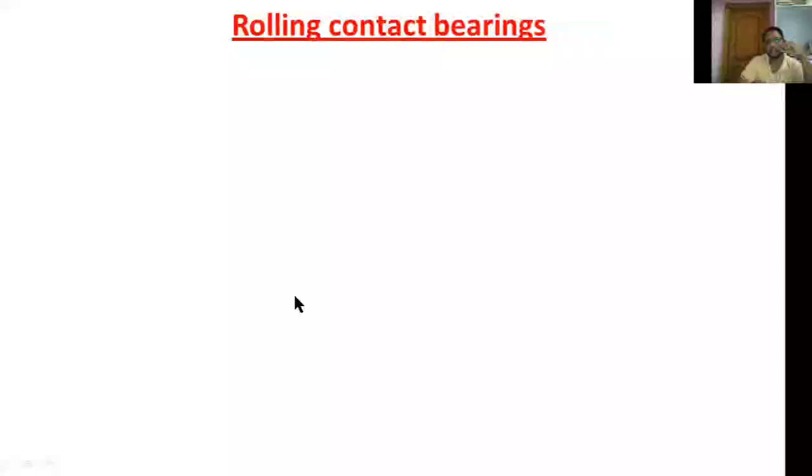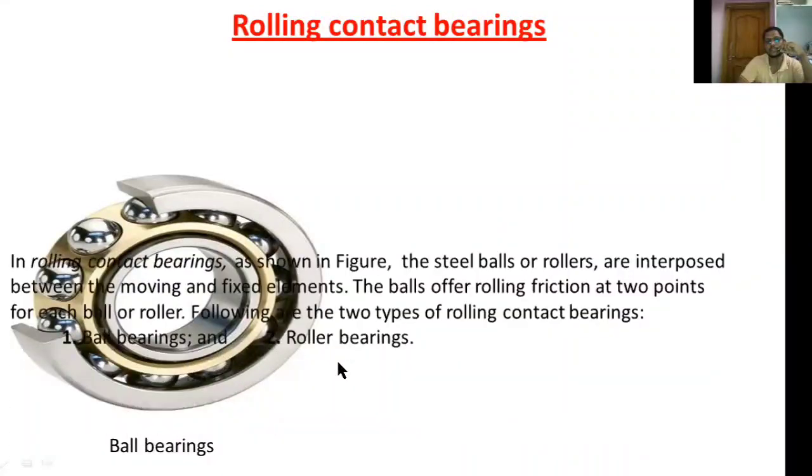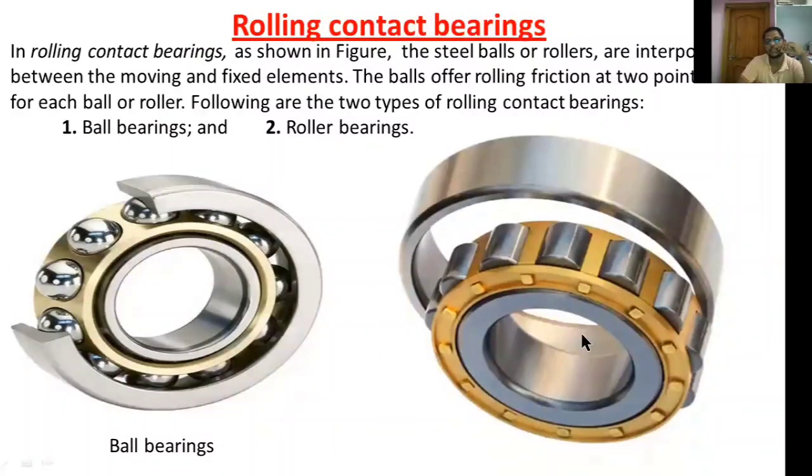Rolling contact bearings. These are examples of rolling contact bearings. This is another example of a rolling contact bearing. In the rolling contact bearings shown here, these are the steel balls or steel rollers. These are balls, these are rollers.